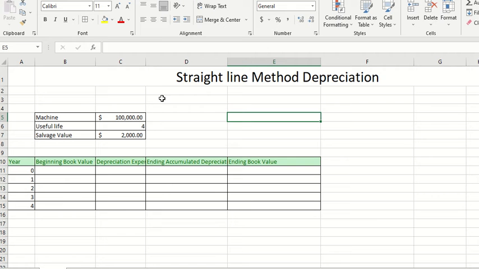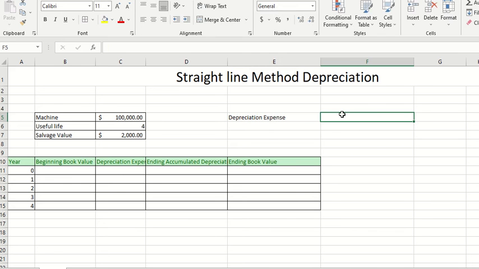The topic today is about the straight line method depreciation. So now I want to show you how to answer. The first thing we need to find is the depreciation expense.